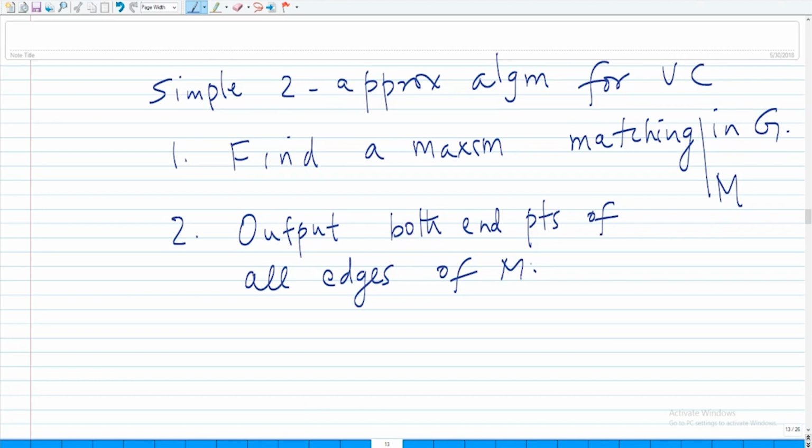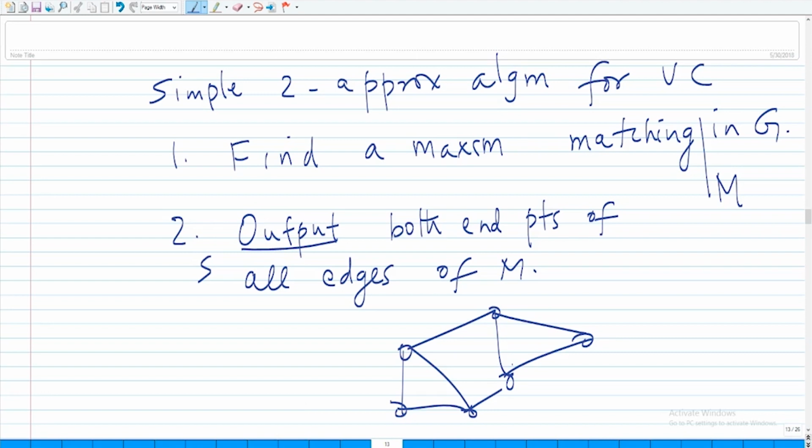Okay. So, let us call this output S. So, is the algorithm clear? So, if I have a graph like this, I will first find a maximum matching here. Say this is a matching, this is a matching. Okay, so let us call this 1, 2. Is that a maximum matching?